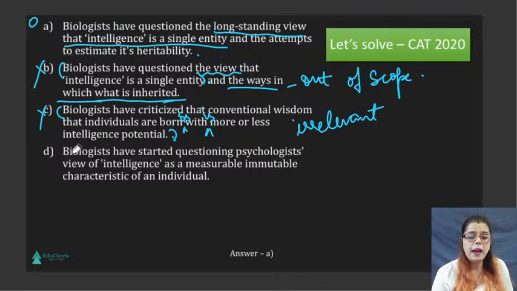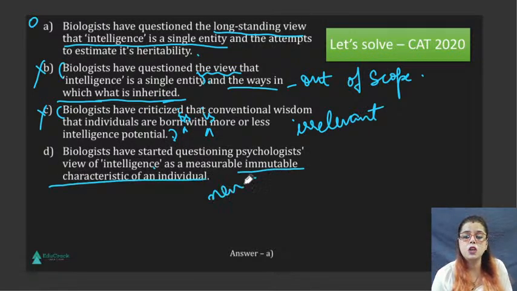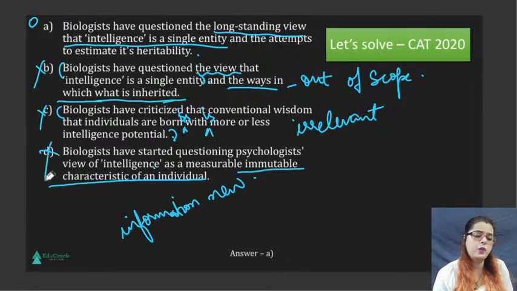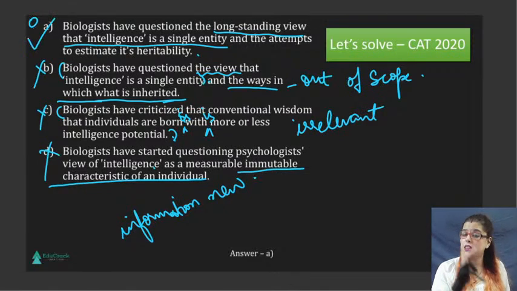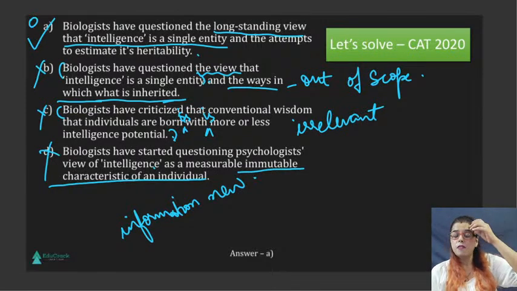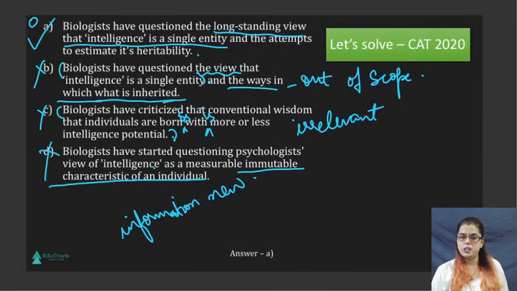Option D says, biologists have started questioning psychologists' view of intelligence as a measurable, immutable characteristic of an individual. This is new information here. If it is new information, we are anyways going to eliminate it because a summary does not have any new information in it. So that means we will go back to option A, which we had very correctly judged in the very beginning, right? But since this was the first option, we cannot just randomly let it be, right? And that is why we go back to option A. We mark that as a correct answer, and this is the right answer for us.